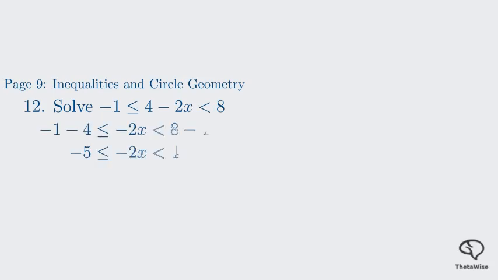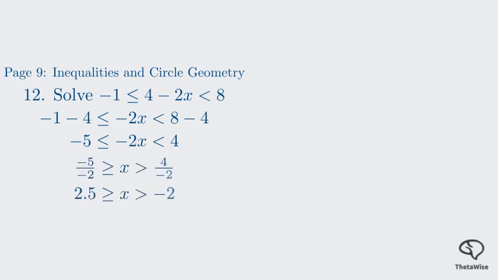On page 9, we have an inequality and some circle geometry. Question 12 asks us to solve -1 is less than or equal to 4 minus 2x, which is less than 8. To find the integer values of x, we solve the inequality in two parts or simultaneously. Let's subtract 4 from all parts.